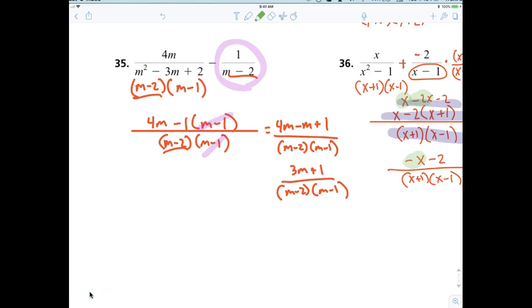The negative m plus 2. So does that make sense? You're not distributing the negative to the denominator. No, only to the numerator. Only to the numerator. I can see it.